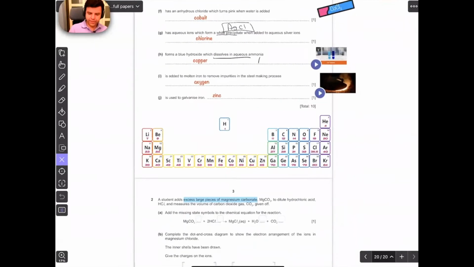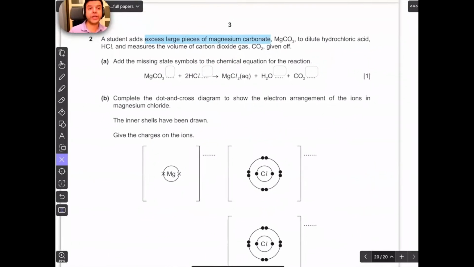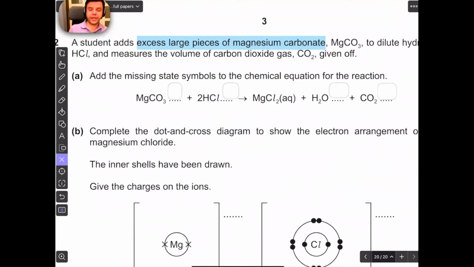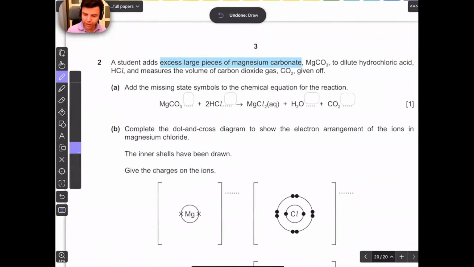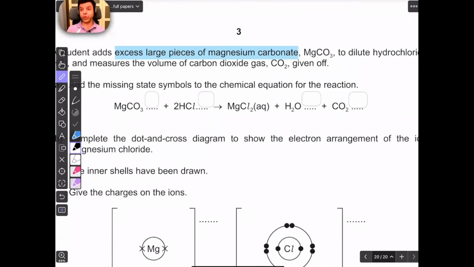All right. So next question. Next question, they gave us an equation and it involves magnesium carbonate. They said large pieces of magnesium carbonate are added to dilute hydrochloric acid to form carbon dioxide, water, and magnesium chloride. So they wanted you, just for 1 mark, to put the state symbols. So what are the state symbols I am going to put here, Heidi? Magnesium carbonate is a solid, HCl is aqueous, H2O is liquid, and carbon dioxide is a gas.